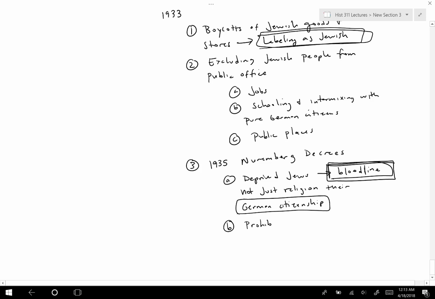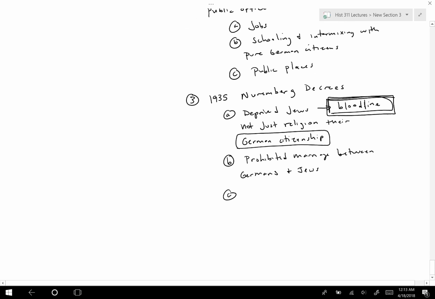Prohibited marriage between Germans and Jews, right? Because they were now no longer seen as Germans. This also limited other rights in the process. And then this culminated in violence that escalated to what became known as Kristallnacht, which means Night of Broken Glass.